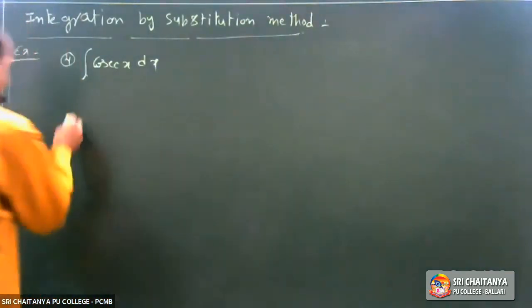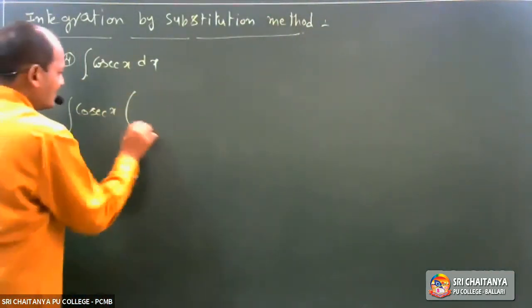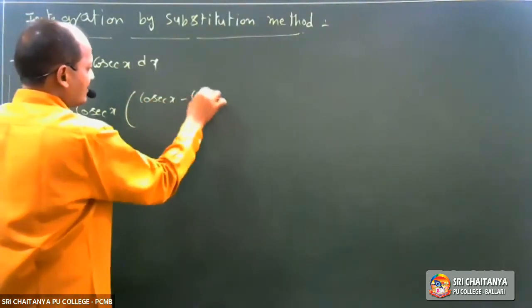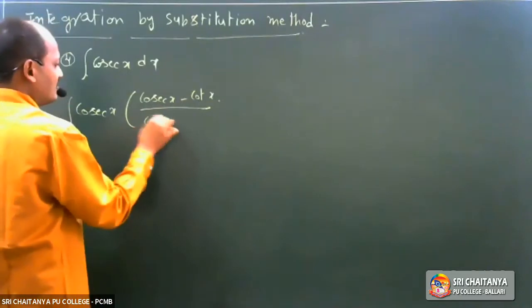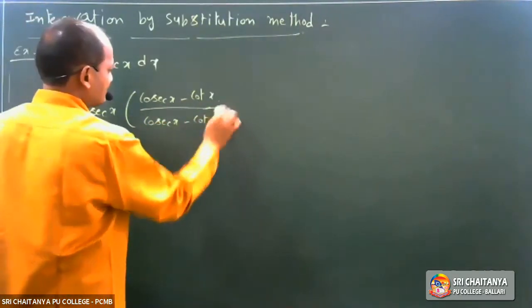Okay. Here, cosecant x, multiply and divide by cosecant x minus cot x.